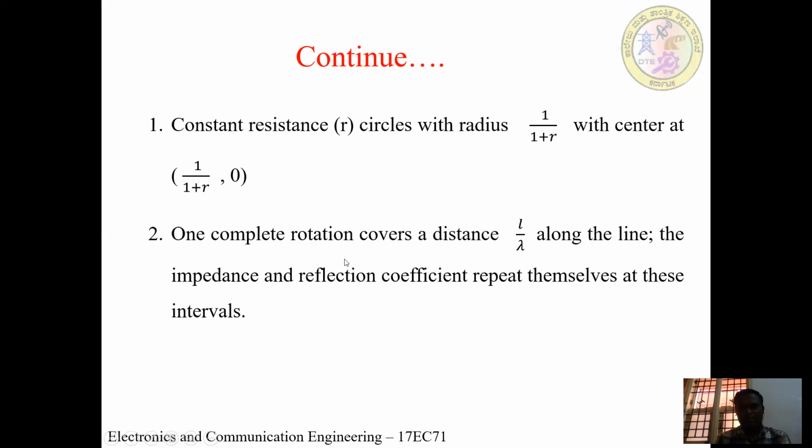One complete rotation covers a distance of lambda by 2 along the line. The impedance and reflection coefficient repeat themselves at these intervals. So the impedance and reflection coefficient keep repeating themselves at these intervals, and a complete rotation covers this distance along the line.